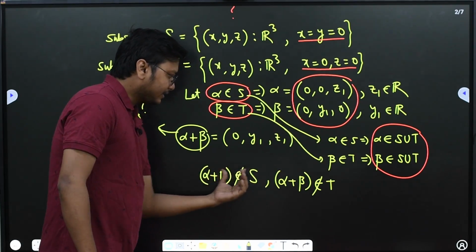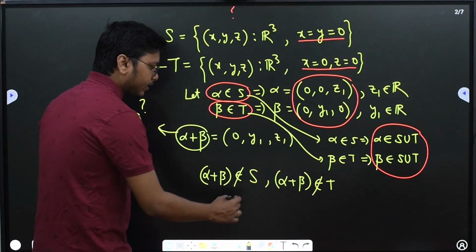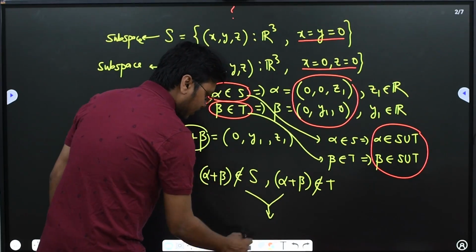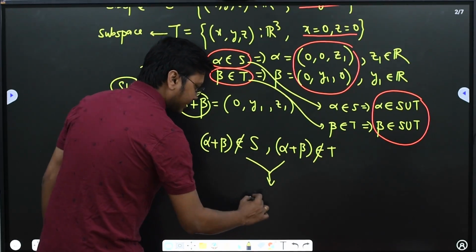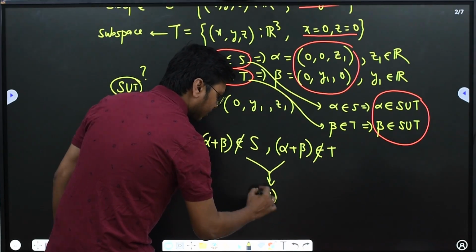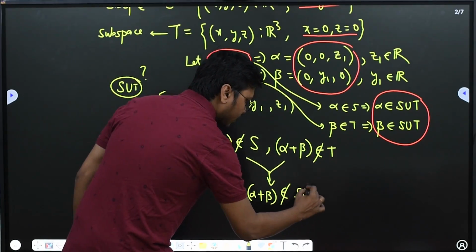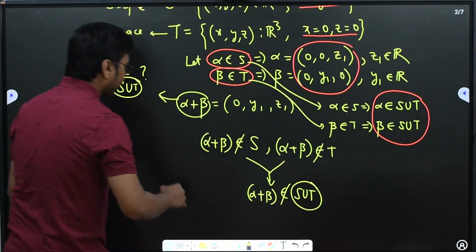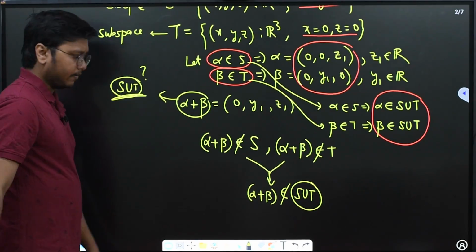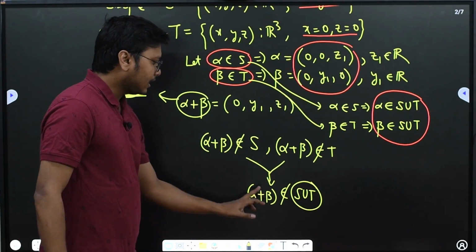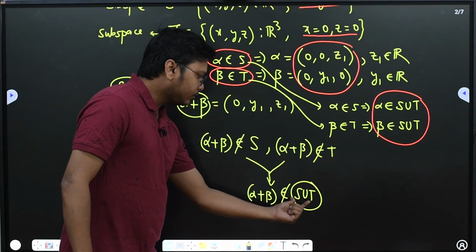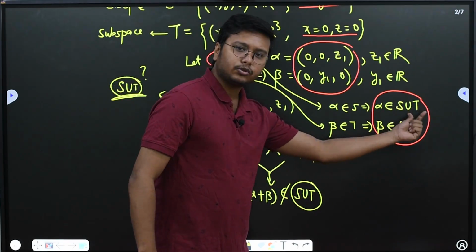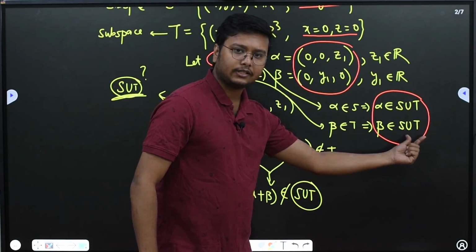So alpha plus beta is neither belonging to S nor belonging to T. So from these two, I can make a quick conclusion that alpha plus beta will not be belonging to S union T, right? The question that I was asking over here. So alpha plus beta is not belonging to S union T, although alpha belongs to S union T and beta belongs to S union T.